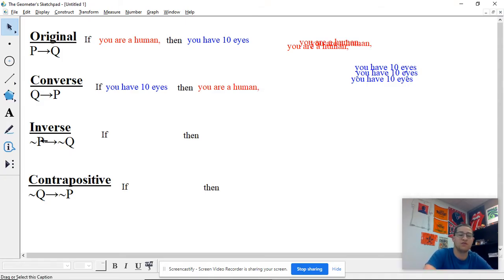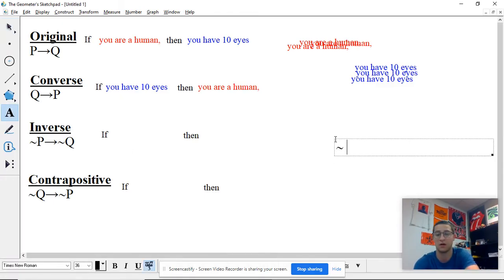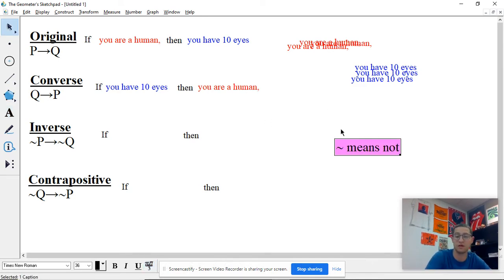All right, now this down here, the inverse. Now notice on the inverse and the contrapositive, you have these little squiggly lines. Now what the squiggly means is it means not. Okay, so I'm going to go ahead and write that just so we have it somewhere. The squiggly means not. Just so we're aware. And with the English, you have to kind of play with the particular sentence, right? You can't just put not in the beginning. You have to make sure you're consistent with the English part of that.